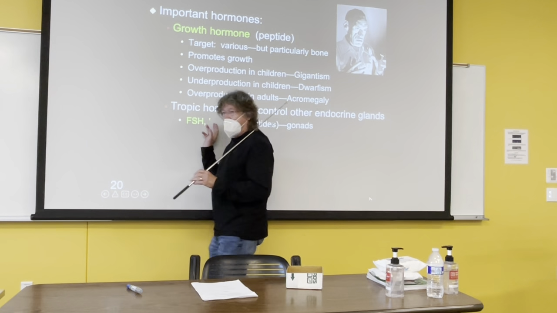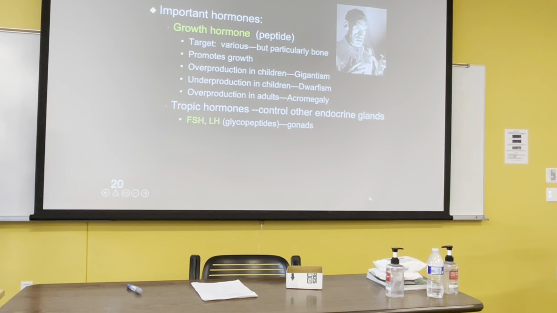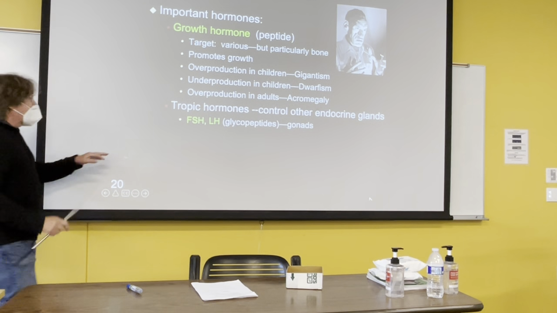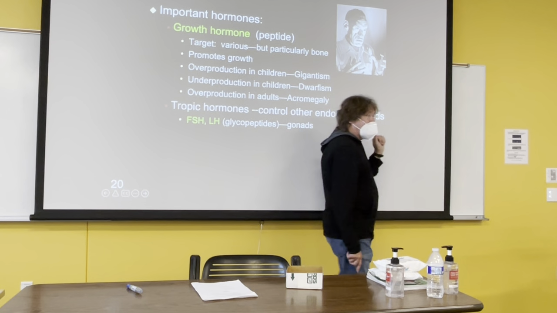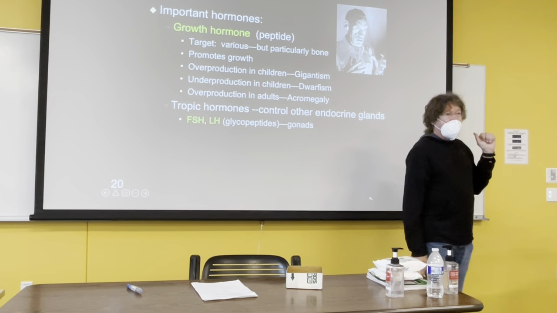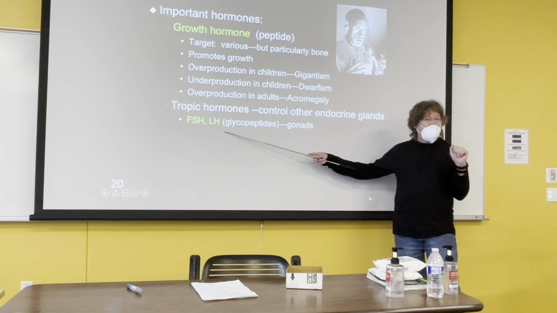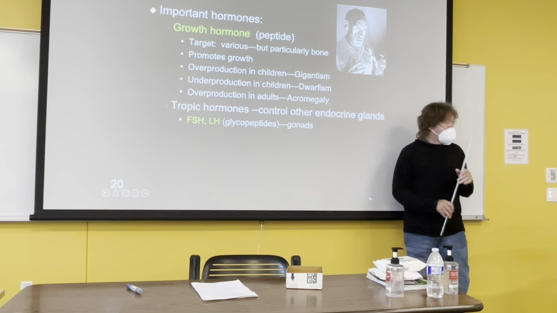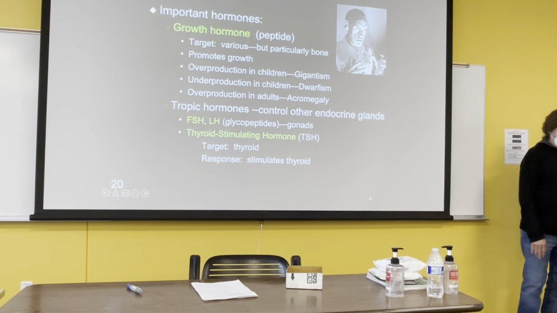Follicle stimulating hormone and luteinizing hormone. You just need to know them as FSH and LH. These are glycopeptides, and their targets are testes and ovaries. Both males and females produce both of these, but in males and females, their operation is slightly different, okay? And we'll postpone that till later.